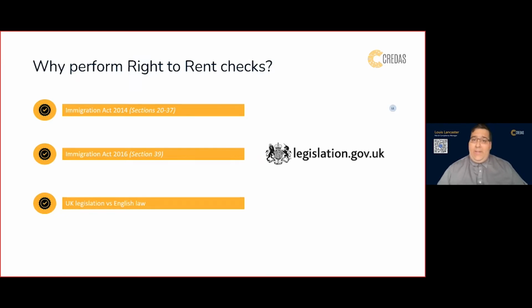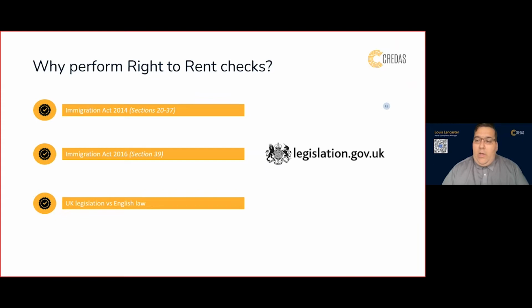This was then updated in 2016 with the Immigration Act 2016, which then actually made it a criminal offence. So rather than just having that civil penalty, there's then also the criminal offence aspect, which means obviously if you rented to a disqualified person, you could be subject to criminal prosecution.